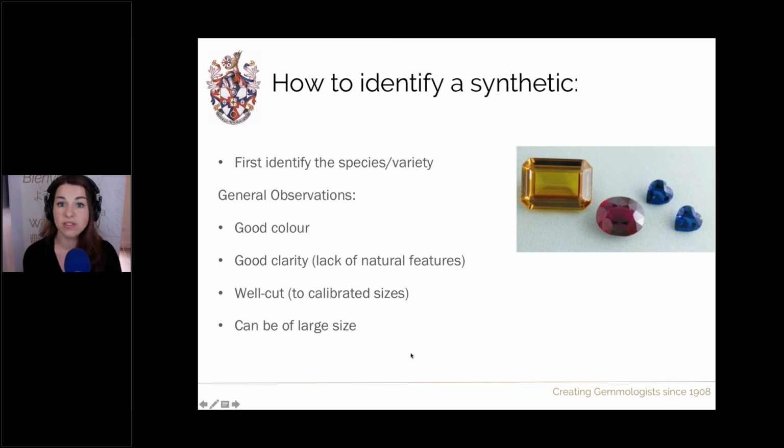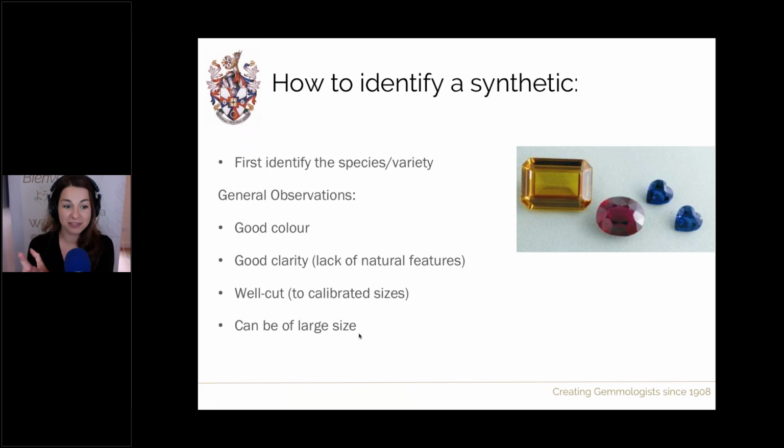Also, these can be of a larger size than you'd expect to see in nature, or at least, rarely see in nature. Now, all of these things together are what synthetics often embody. But we can't ignore the fact that this combination of features can occur in very high quality, rare natural stones as well. Because when we're making synthetics, often we're trying to look like the best of what nature can make.